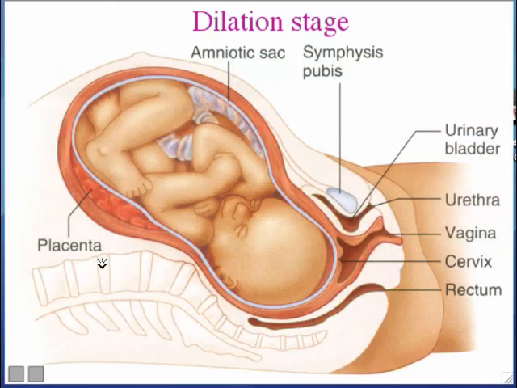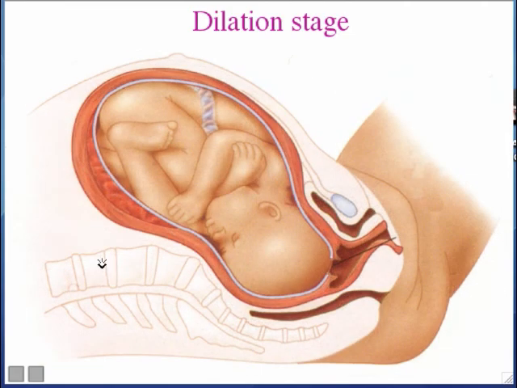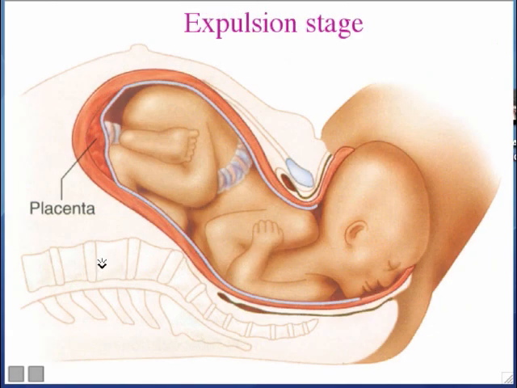All right, and here we see the dilation stage. There's the baby's head pressing against the cervix there. That's the start of the dilation stage. And then eventually the cervix is opening wider, and from when it reaches its maximum opening until the baby is born, that's the expulsion stage, as the baby is coming out. There we go.